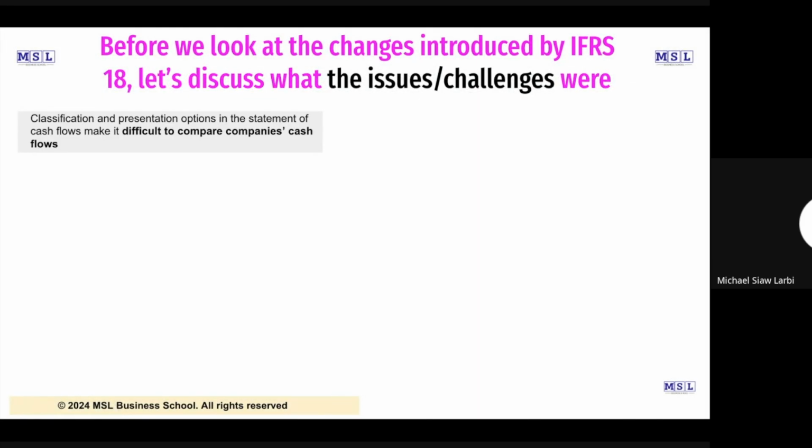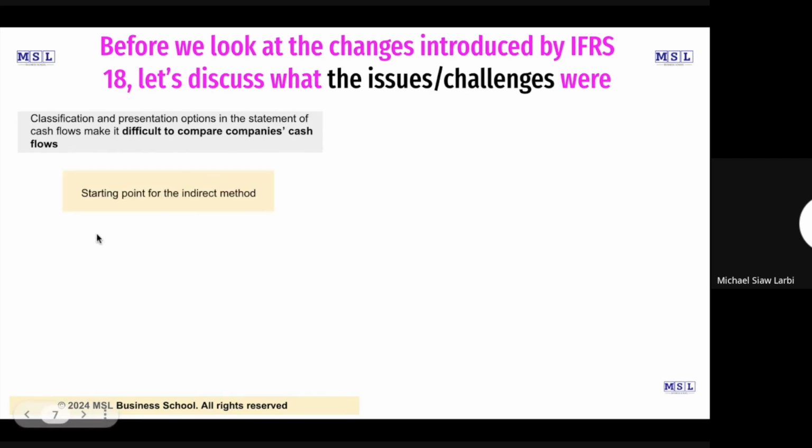When we come to the cash flow statement, the classification and presentation options made it difficult to compare companies' cash flows, right? A lot of things have changed when it comes to the cash flow statement because people were putting whatever they wanted to put anywhere they wanted to put it. There had to be a way to make the cash flow statement a standardized financial statement.